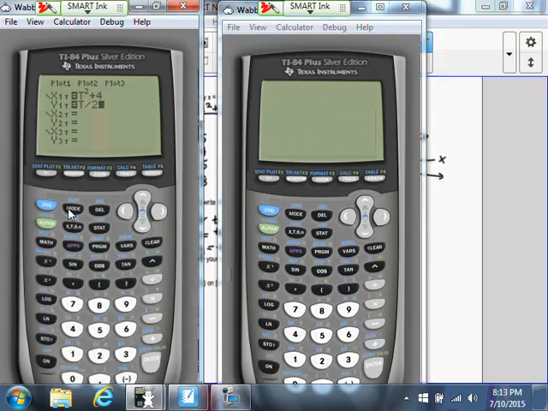Now, what you have to do with parametric equations is you always need to specify what your t's are going from. So I want my lowest t value to be -2, and I want my highest t value to be 2.